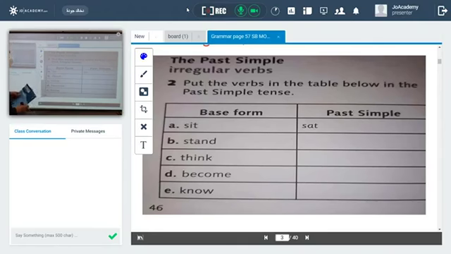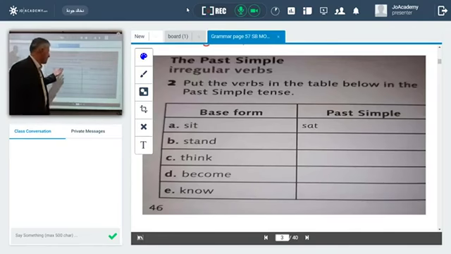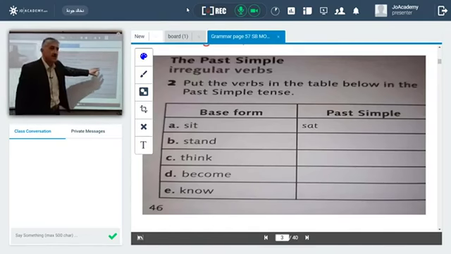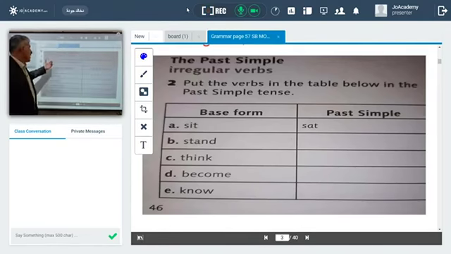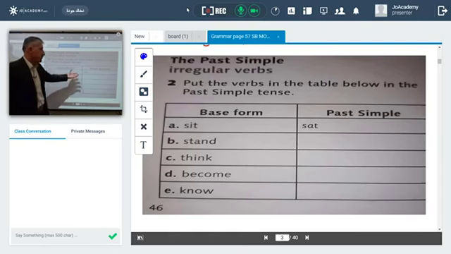We have here page 46 of your activity books. We have to do this exercise. In this exercise we have the list of some verbs, and we need to change these verbs from the base form into the past simple. Put the verbs in the table below in the past simple tense. So we just need to change them from the base form or simple present into past simple.